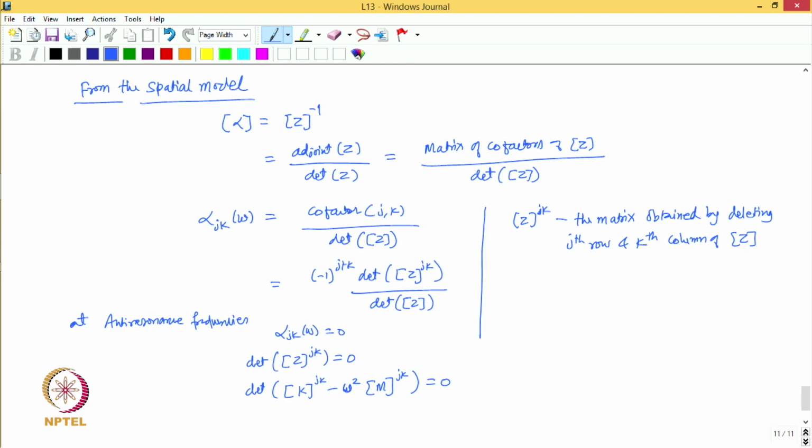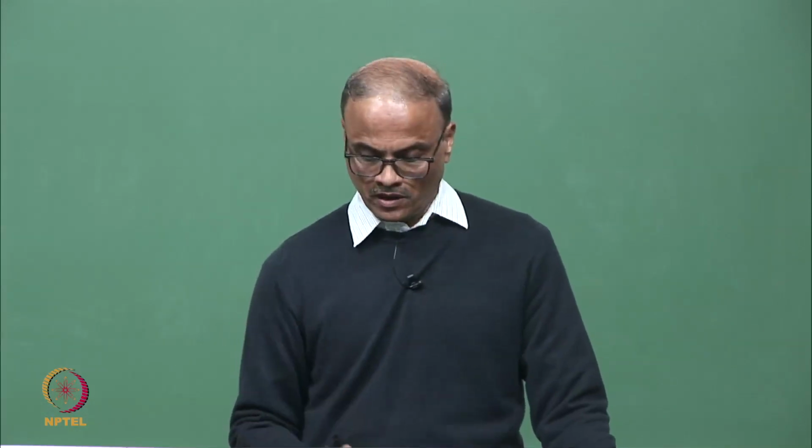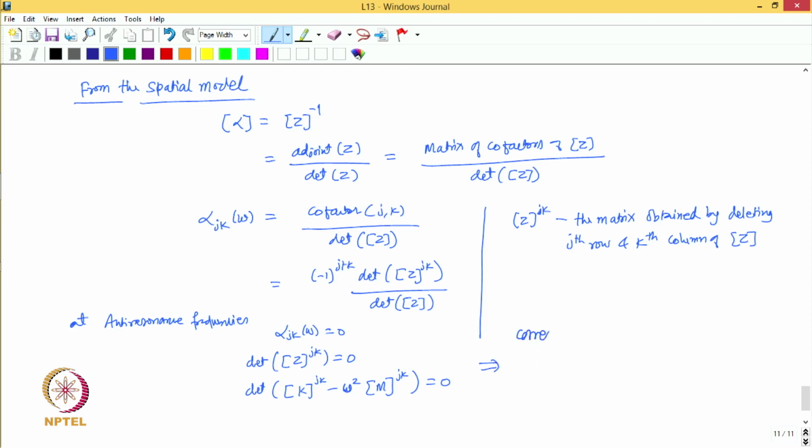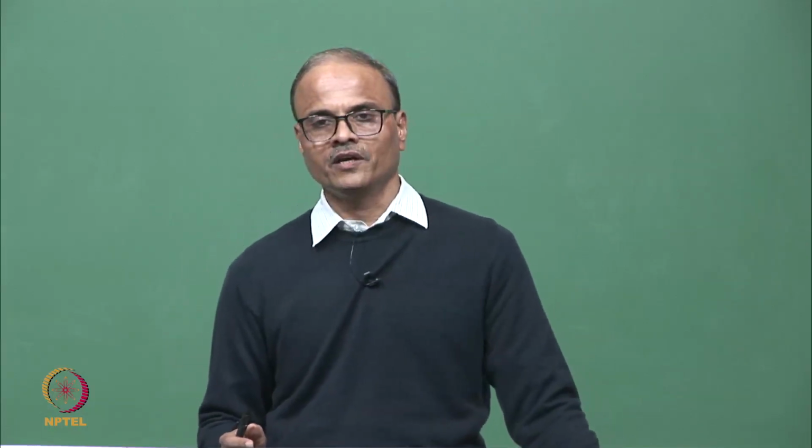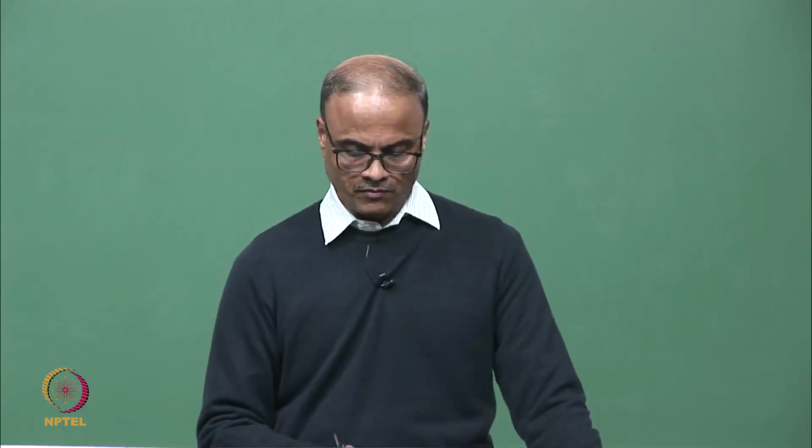This indicates that there exists a corresponding eigenvalue problem, because when we solve an eigenvalue problem, the determinant of the coefficient matrix has to be 0. The corresponding eigenvalue problem is kjk y equal to omega square mjk y. This is the eigenvalue problem of a hypothetical system obtained by deleting the jth row and kth columns of the stiffness and mass matrix of the system. The determinant of kjk minus omega square mjk has to be 0, which is basically the original equation we got from the analysis.